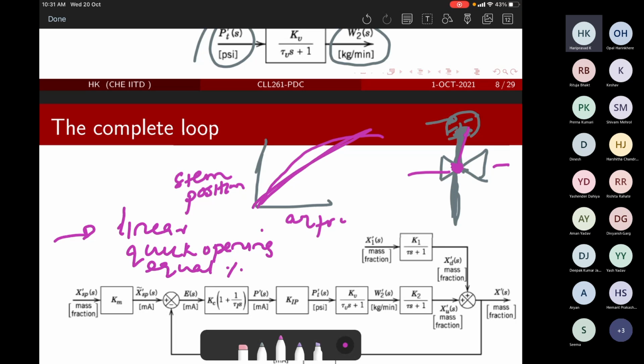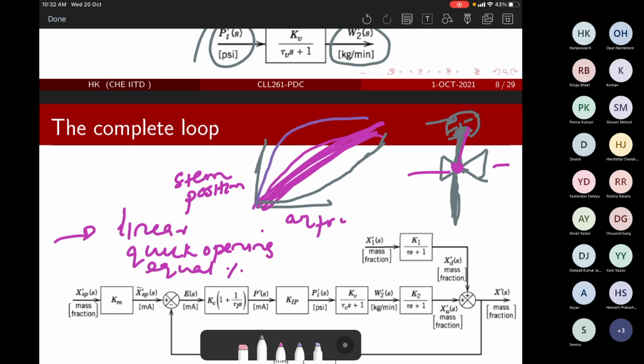So linear means that this airflow and stem position would be linear in nature. Quick opening means that for a smaller flow, you would see a larger opening, something like this. And the third is the opposite of that, which is called equal percentage. So for a smaller airflow, the valve opening is less, and if you put higher airflow, you would see more. And again, you will have to buy this. So when you need to buy a valve from the market, you have to specify what sort of valve you need.